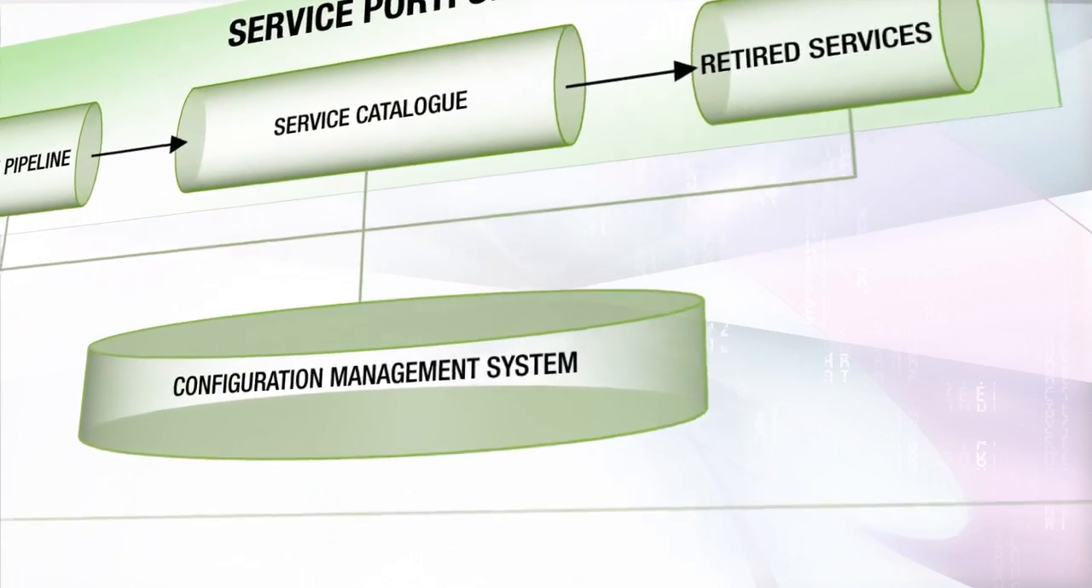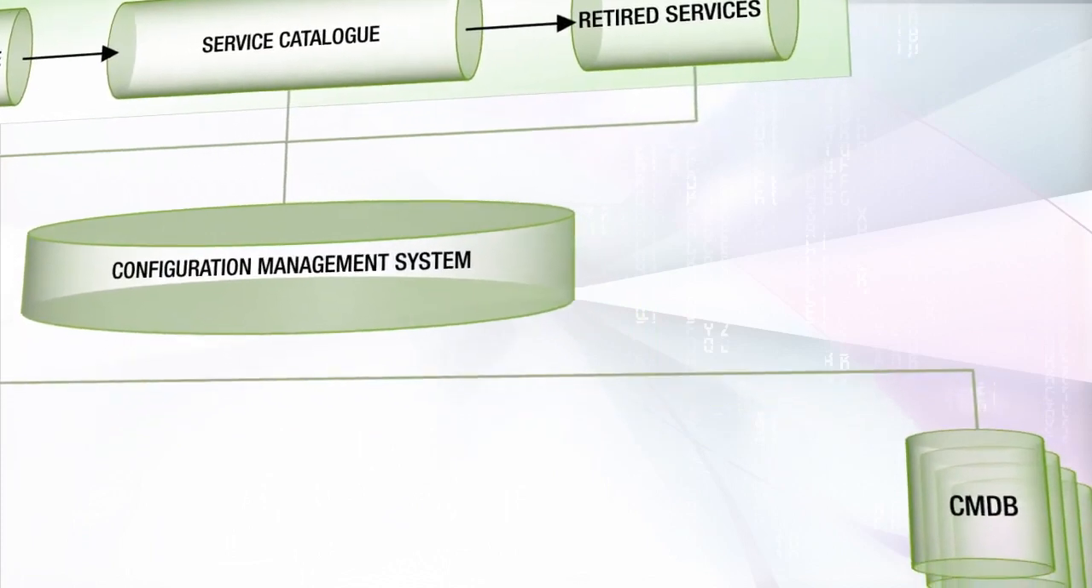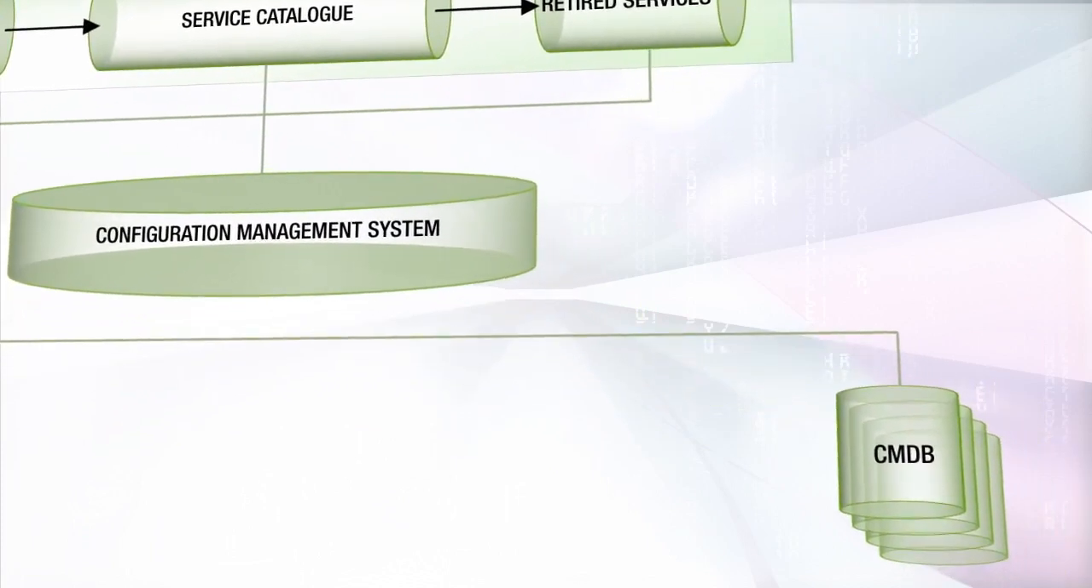The Configuration Management System will contain a number of configuration management databases, or CMDBs, which are used to store information on the configuration items that are used in providing a service and the relationships with other configuration items. A number of portfolios will also be used.